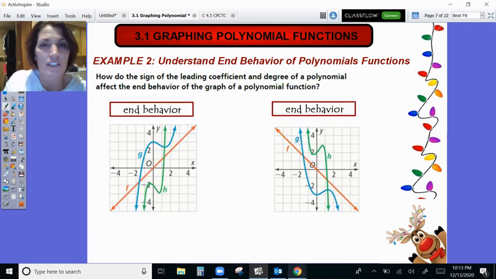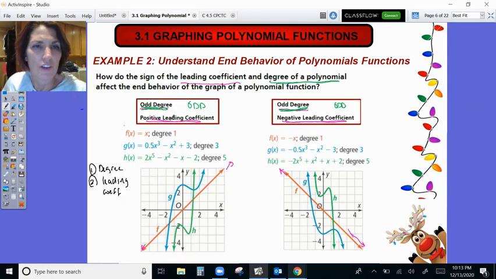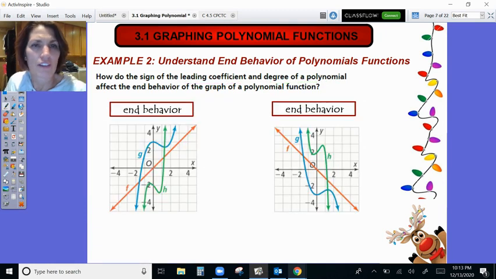But what we're going to look at next is how do we actually write that properly. So looking back over here, with odd degree and positive leading coefficient, as x goes to infinity, so as we move right on the graph, our y value is also going to positive infinity. It's going up. So x values go positive, my y values go positive also.